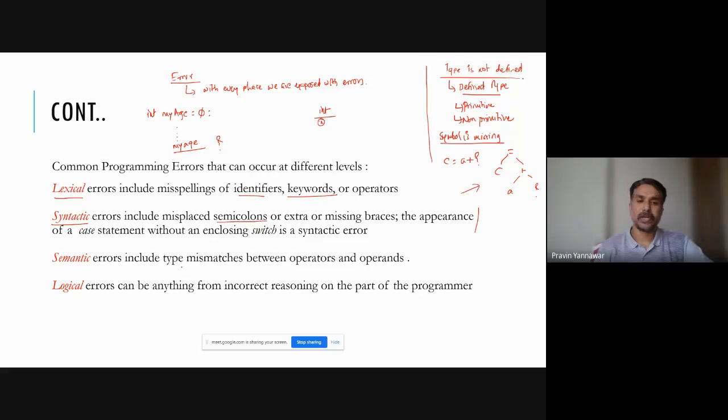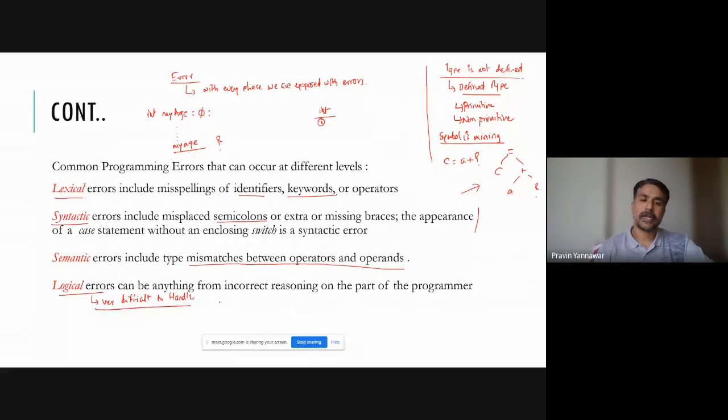Semantic errors usually deal with mismatches between the operator and operands. Okay, so this is important. Logical errors can be any incorrect reasoning on the part of the program, and seriously, these errors are very difficult to handle. These errors are really very difficult to handle.